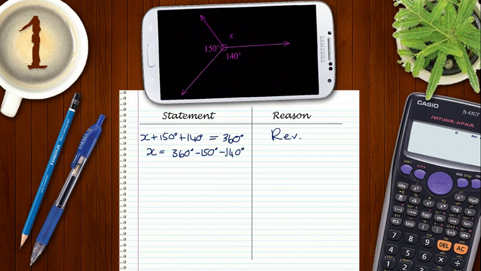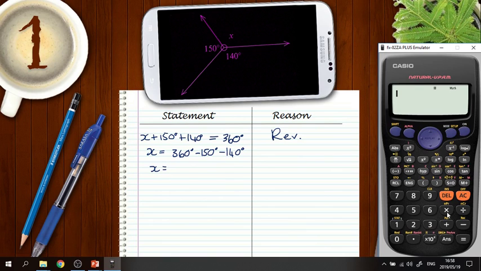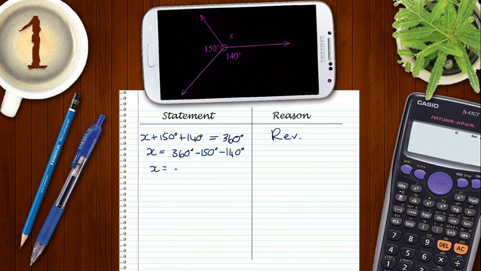And then we add the like terms. So x will then be equal to 360 minus 150 minus 140, and that's equal to 70 degrees. So that's our answer. x is equal to 70 degrees.